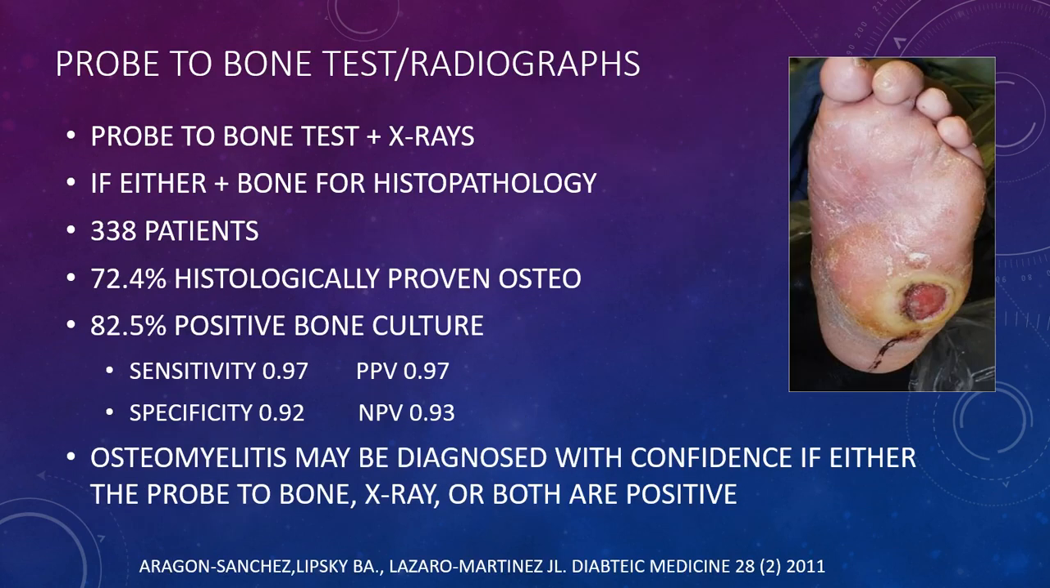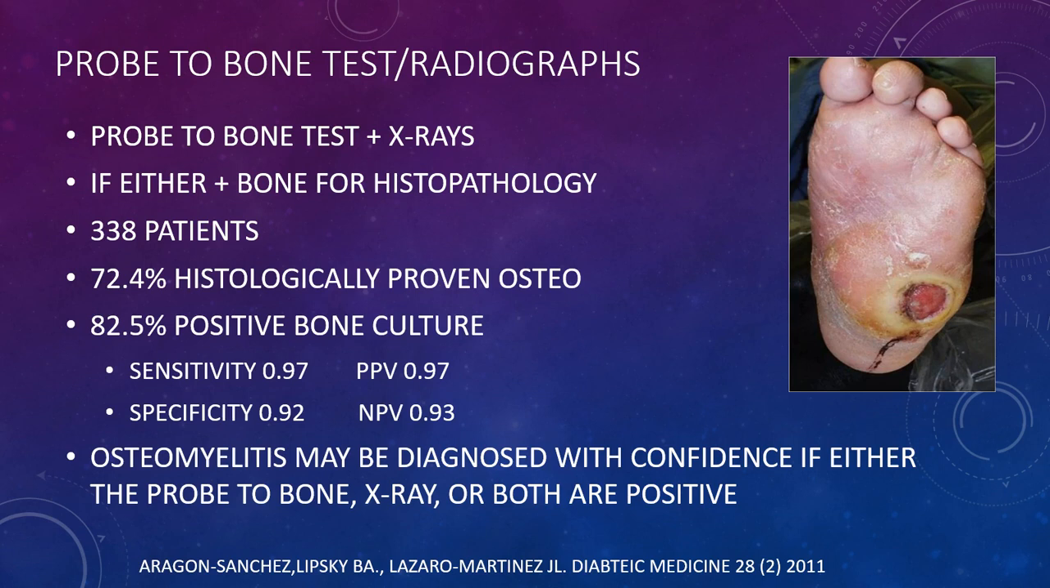This was an interesting study published some years ago looking at the probe to bone test as well as radiographs. And the authors looked at patients with ulceration who had either a positive probe to bone test or x-rays that would be considered consistent with osteomyelitis, and osteomyelitis was considered to be present if either the patient had a positive probe to bone test or the patient had x-rays which were felt to be consistent with osteomyelitis.